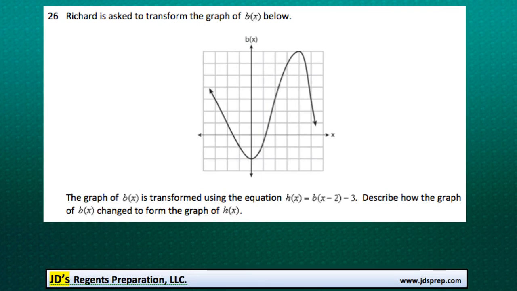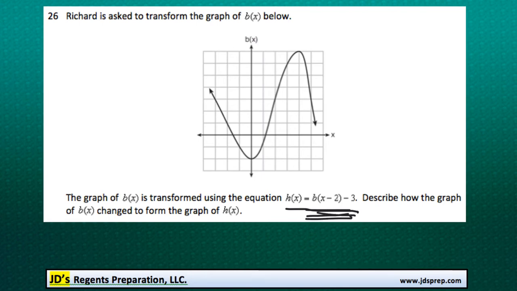Welcome to problem number 26 from the August 2016 Algebra Regents exam. In this question, Richard is asked to transform the graph of b of x below, and it says the graph is transformed using the equation h of x equals b times x minus 2 minus 3. And we need to describe how the graph of b of x changed to form the graph of h of x. Essentially, how does this affect the original graph?